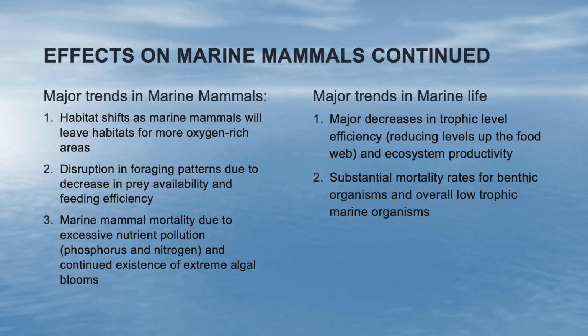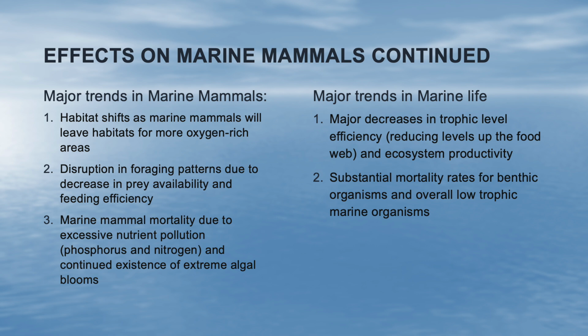And then there are also major trends for marine life in general, which obviously have an indirect impact on the life of marine mammals. For major trends in marine life, there are major decreases in trophic level efficiency, reducing levels of the food web and ecosystem productivity. And they also have substantial mortality rates for benthic organisms and overall low trophic marine organisms.